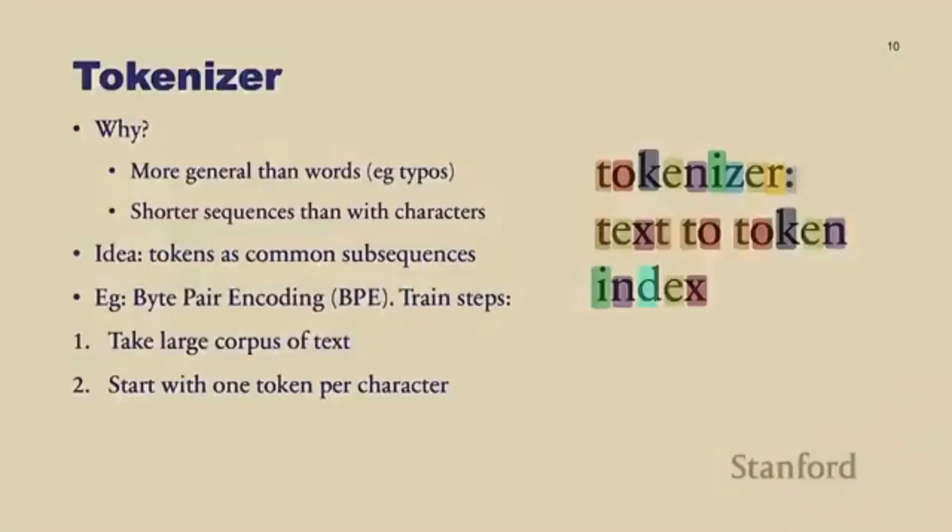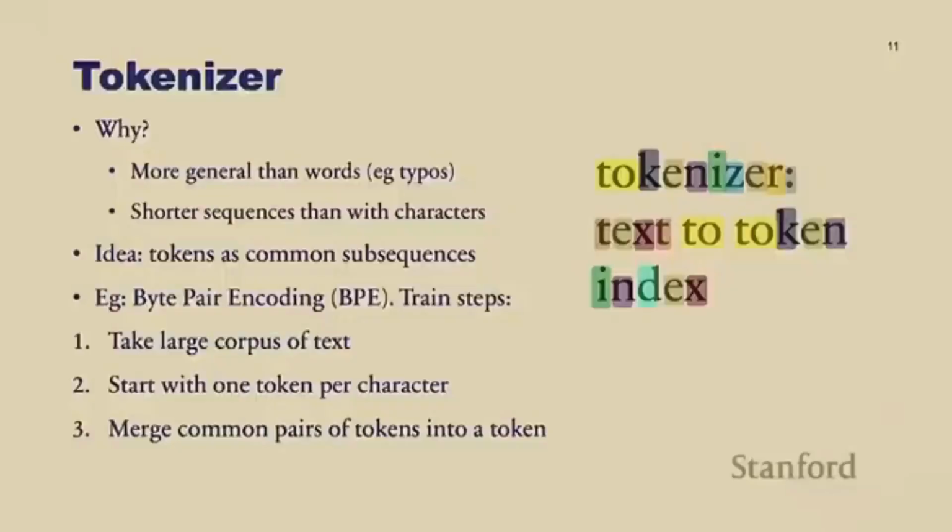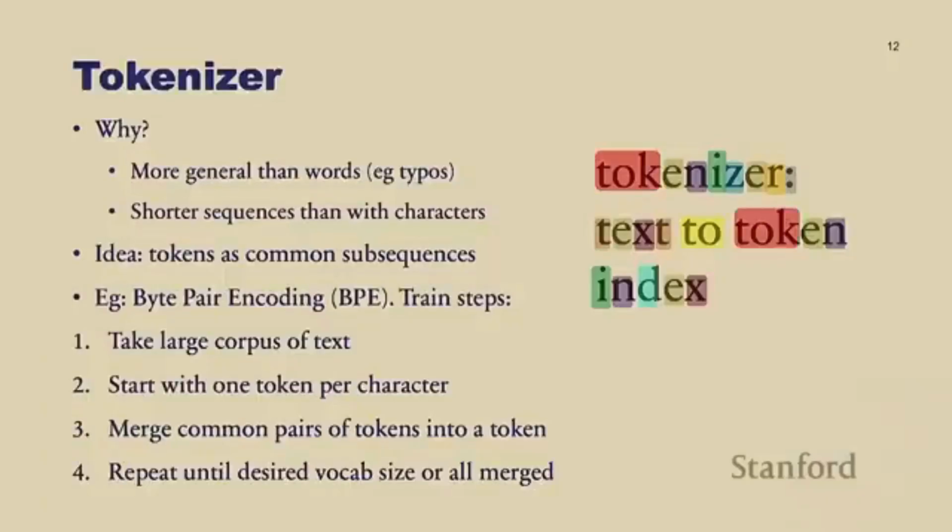Then you associate every character in this corpus of text with a different token. So here I just split up every character into a different token, and I just color-coded all of those tokens. And then what you do is you go through your text, and every time you see pairs of tokens that are very common, the most common pair of tokens, you just merge them. So here you see 3 times the tokens T and O next to each other, so you're just going to say this is a new token. And then you continue, you repeat that.